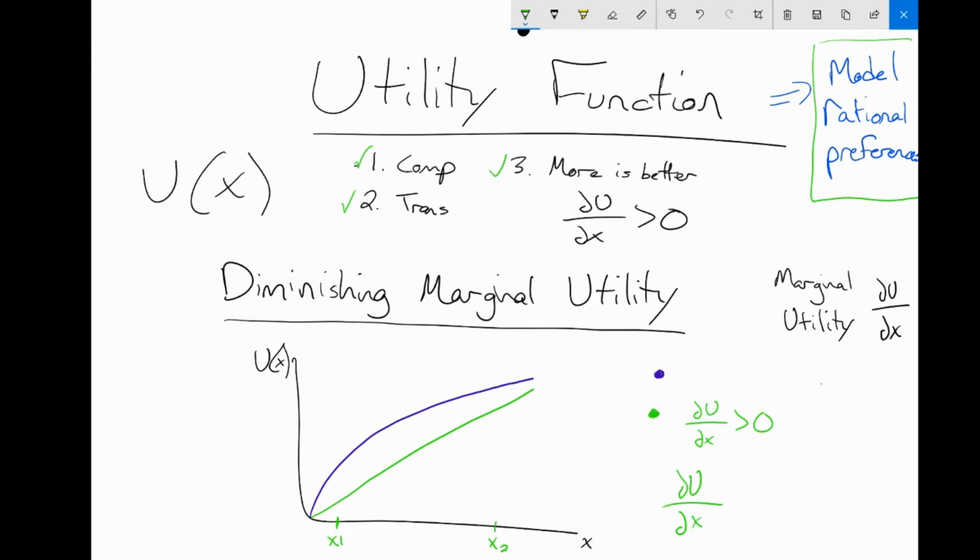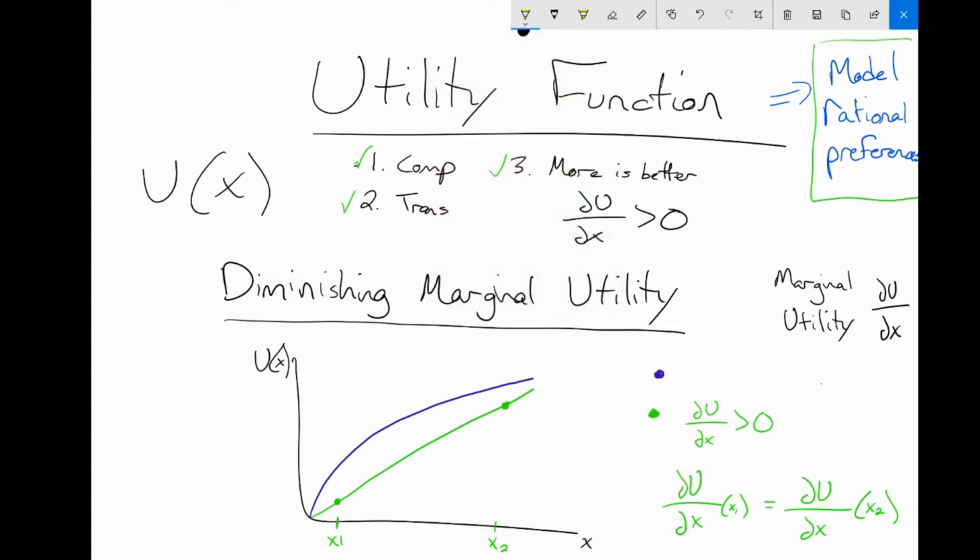The derivative at x1 is a straight line. The derivative at x1 is equal to the derivative at x2. Because it's a straight line, it has a constant slope throughout the whole range. That means it has constant marginal utility. The marginal utility from the first piece is equal to the marginal utility from the second. That would be constant marginal utility.